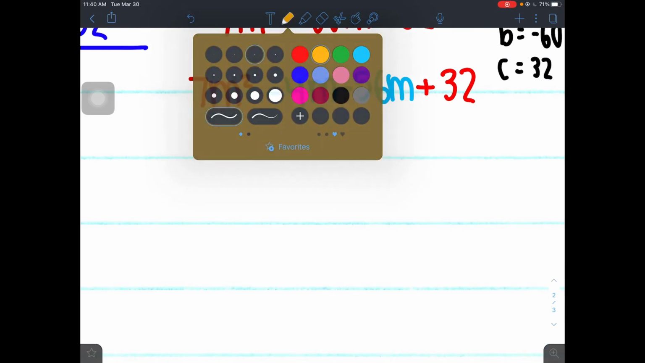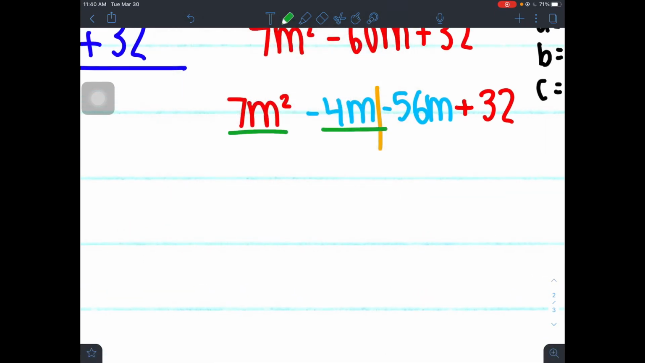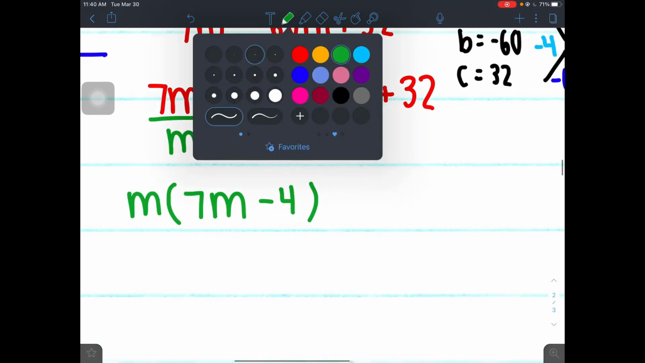Okay, we're going to go ahead and factor by grouping since we have 4 terms now. So in the first group here, the largest thing that I can take out of both would be just a single m. No numbers because there are no common factors in 7 and 4 other than 1. So m is going to go on the outside. 7m squared divided by m is going to be 7m. You have 1 m left over. And then negative 4m divided by m is going to be negative 4, and those m's cancel each other out.